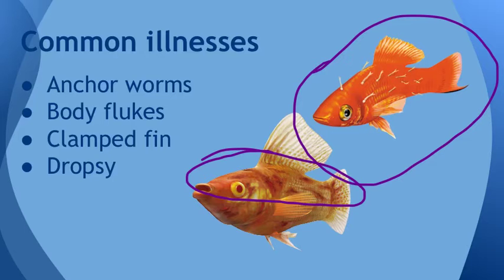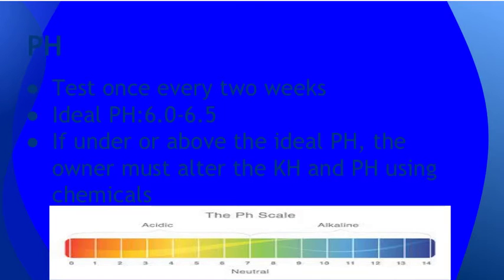The pH of the water must be tested once every 2 weeks. The pH you should be looking for is 6 to 6.5. If under or above the ideal pH, the owner must alter the KH and the pH using chemicals.